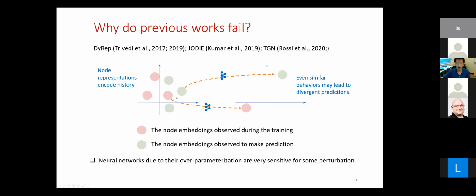And although maybe later this red node and green node share some similar behavior, our neural network, as we all know, is over-parameterized and very sensitive to small perturbations, so its output could actually be very different. This gives us some limitation when we want a generalizable node representation. So this is the problem.